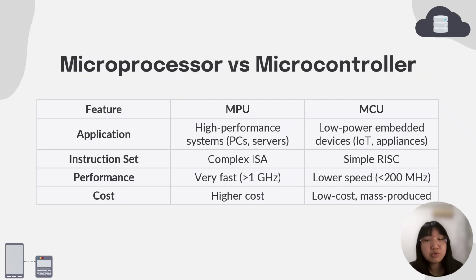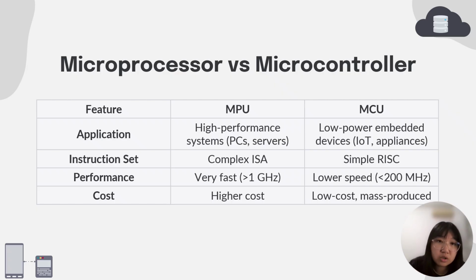Now I will continue with the main differences between a microprocessor and a microcontroller. For applications, the microprocessor is used for heavy performance-based tasks like running Windows or macOS. The microcontroller is for small and low power embedded tasks. Next is the instruction set. The MPU usually has a complex ISA and the MCU usually has a simpler RISC. Next is performance. The microprocessor runs at a high clock speed, usually above 1 GHz, and the microcontroller usually runs below 200 MHz, but is extremely power efficient.